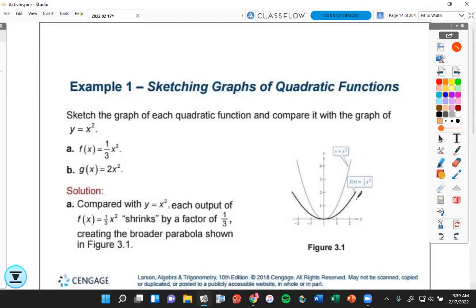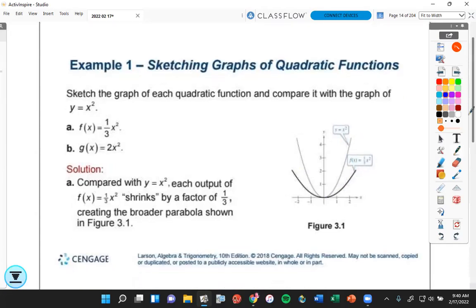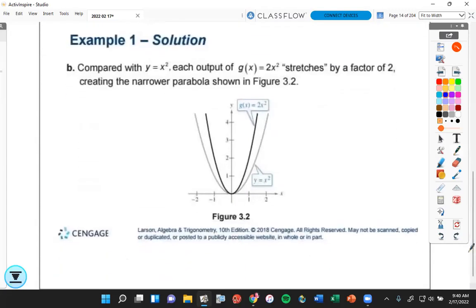Okay. What's part B going to look like? 2x squared. Okay, it's going to be steeper, right? The vertex is still going to stay at 0, 0. It's just going to go up a lot faster. Okay. And that's going to be shown on the next graph. And there's a comparison of the two.